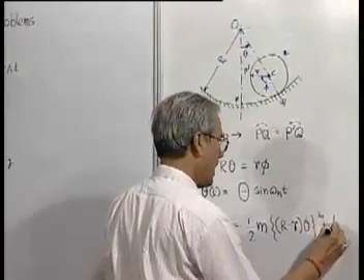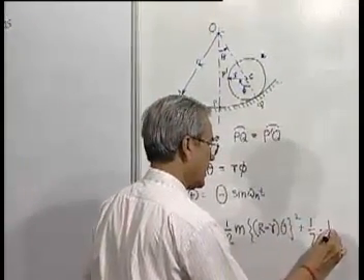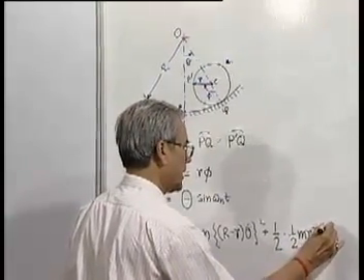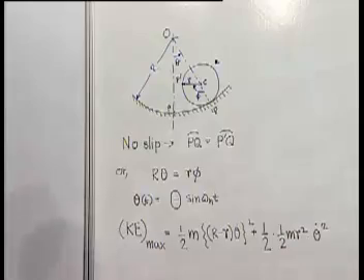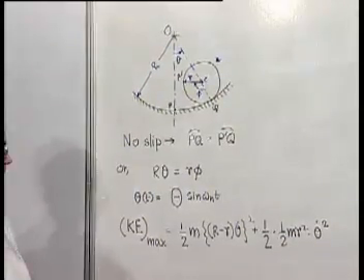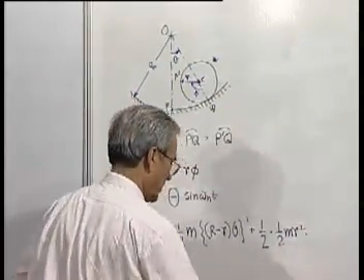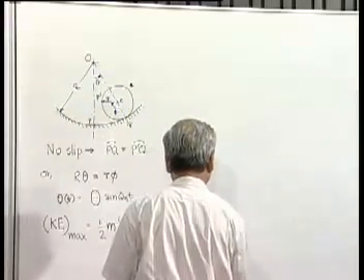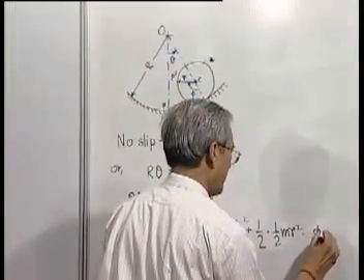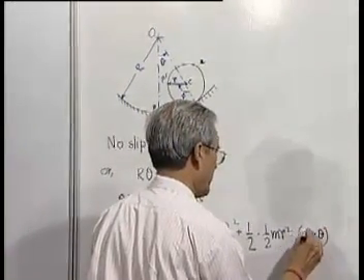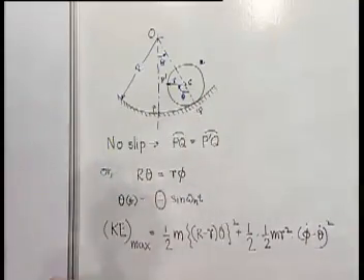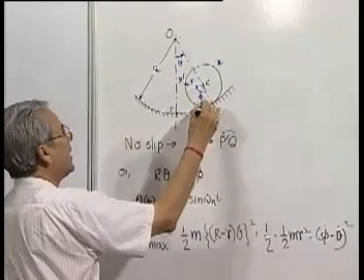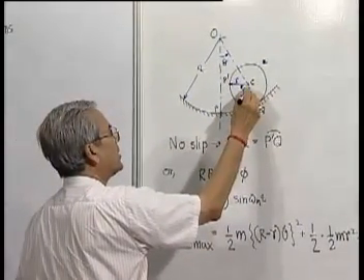The rotational part will be half, and its moment of inertia is half m r square into the angular velocity. Sorry, not theta dot. We have to find out the angular velocity of the rolling cylinder. Now I will explain this a little bit. What is the angular speed of this? When it has gone from here to here, what is the amount of rotation?